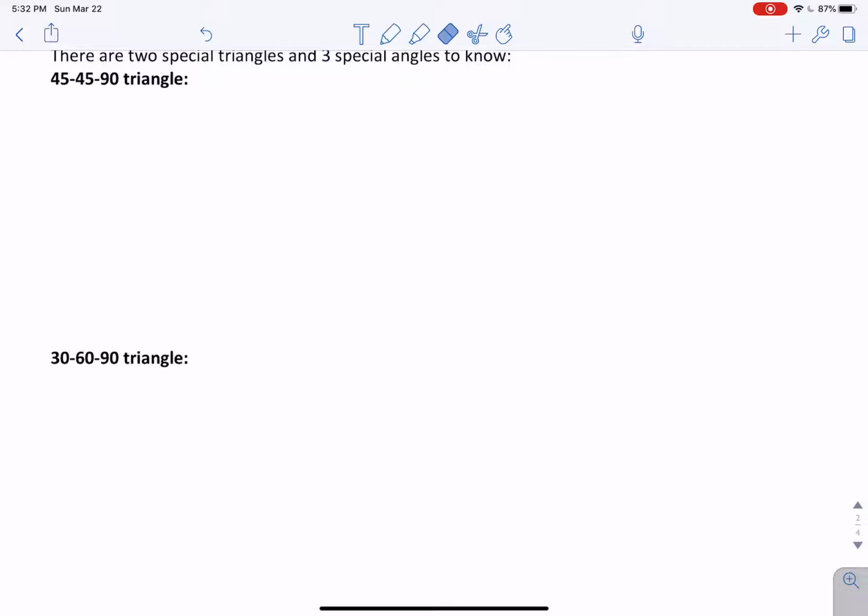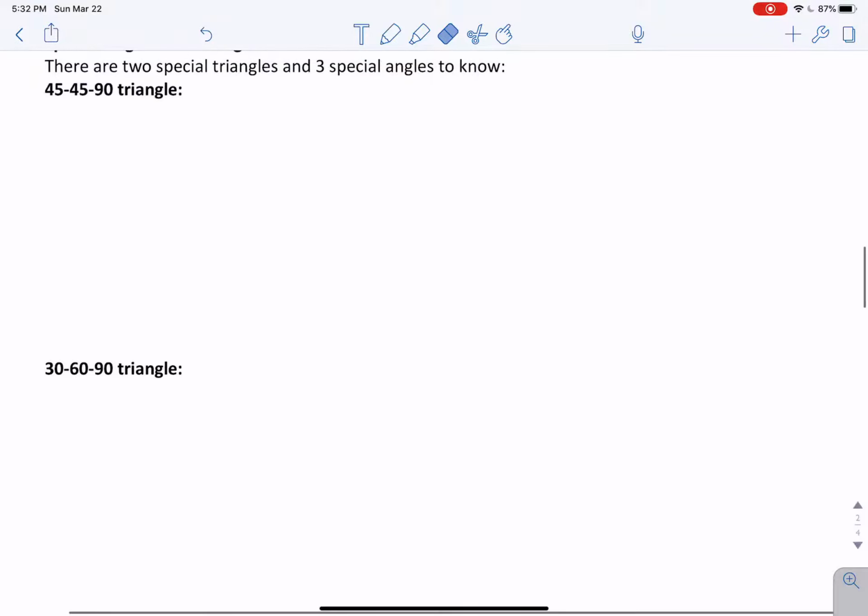So again, this is more of the basic introduction stuff. You're not going to be expected to fully know it right now, for all the angles, but we want you to start learning it for 30, 60, and 45 right now. And then we'll be able to build up on that later on, and especially next year. So we'll start off with the 45, 45, 90 triangle.